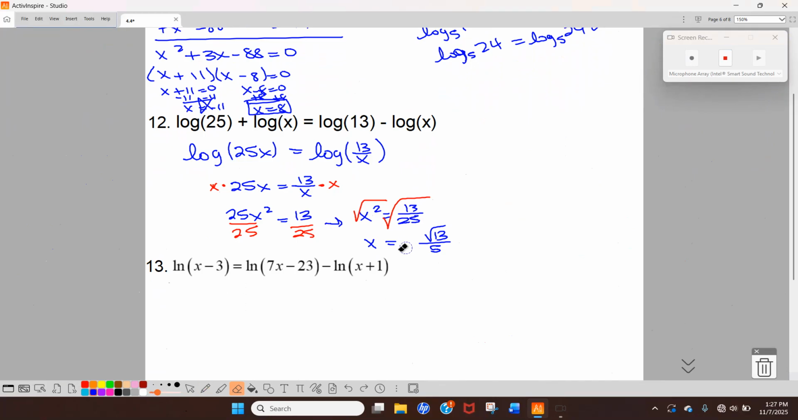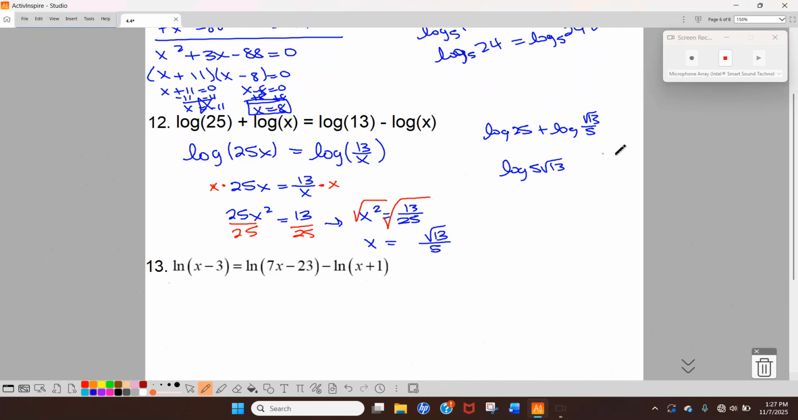And then just to prove that it works, if you had root 13 over 5 times 25, well, 25 divided by 5 is 5, so you just have 5 root 13. And then here, okay, hold on, I'm going to write it down because that was a lot of talking and I'm betting that it didn't make a whole lot of sense. If I multiply, the 5 makes a 25 over 5. So then I end up with log of 5 root 13.